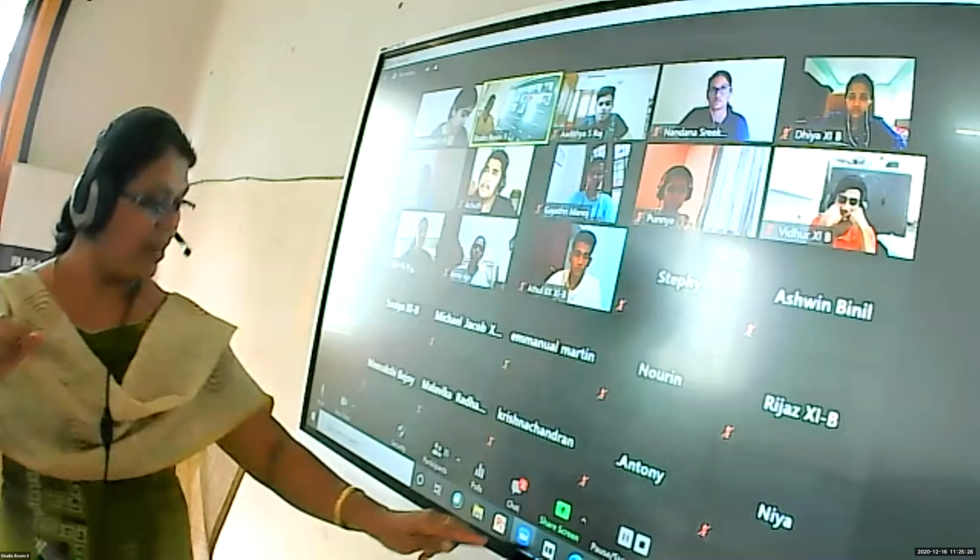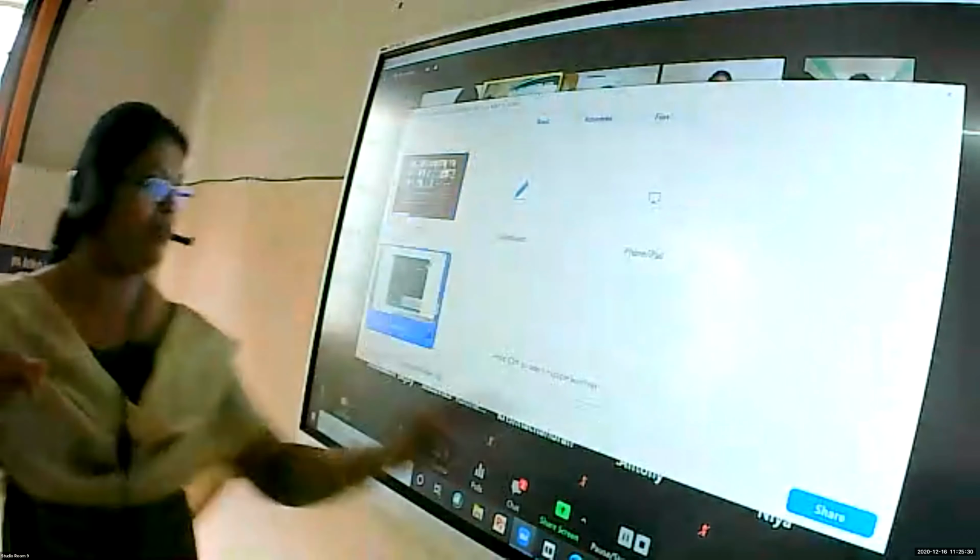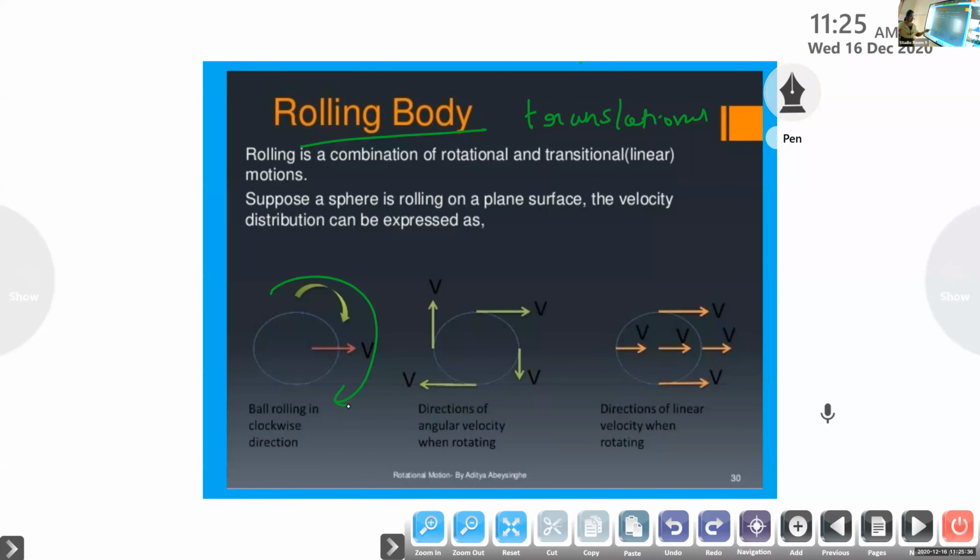Where is this point to explain the first type of motion? This one. Here, the ball is rolling only in clockwise direction, not in forward direction. It is only moving in its own direction, just like a top. A top is moving in one direction.